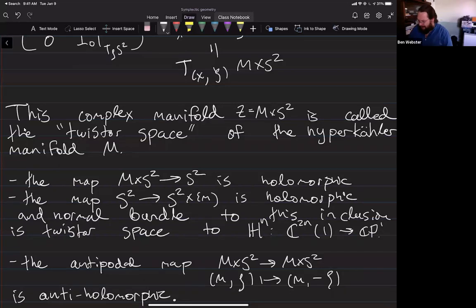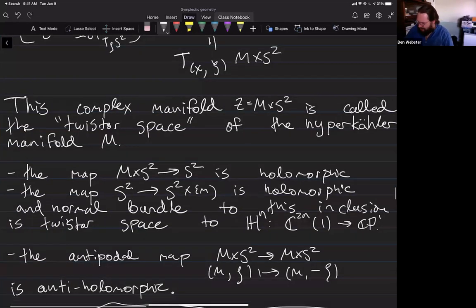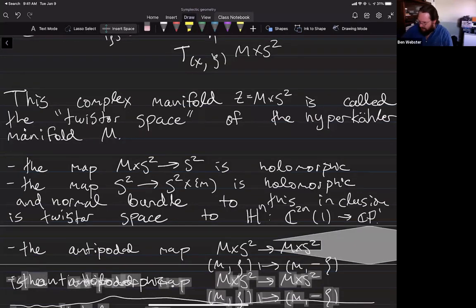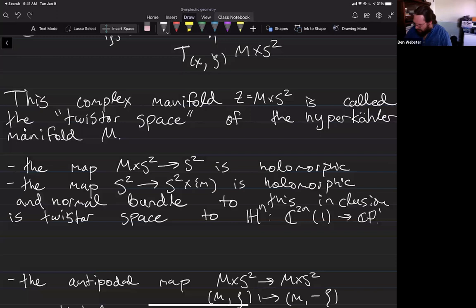So I'm using the notation from the sources I was reading, but let me just emphasize what this is. This is the bundle which is I take O(1) and take 2n copies of it. Think of that mapping down to CP1. So a holomorphic section of this bundle is a 2n tuple of degree 1 polynomials in 2 variables.